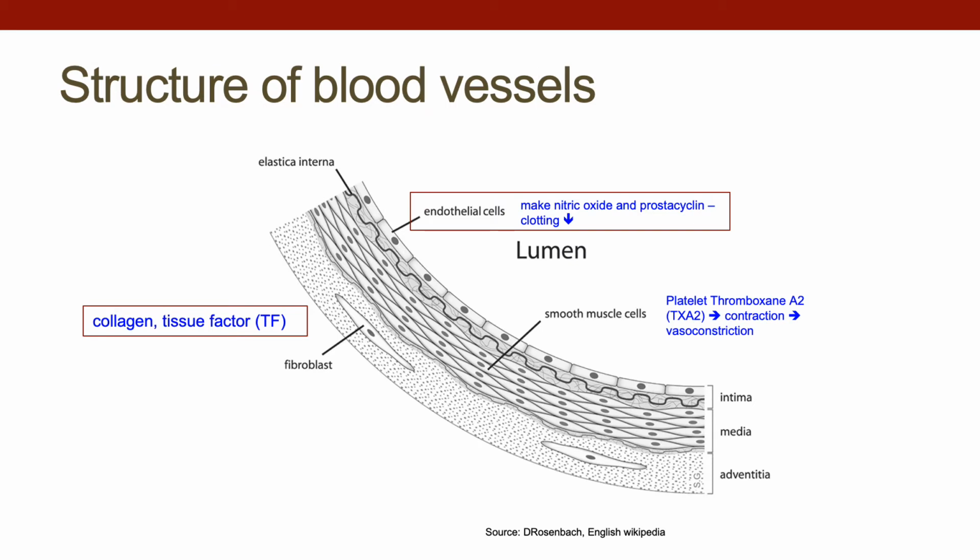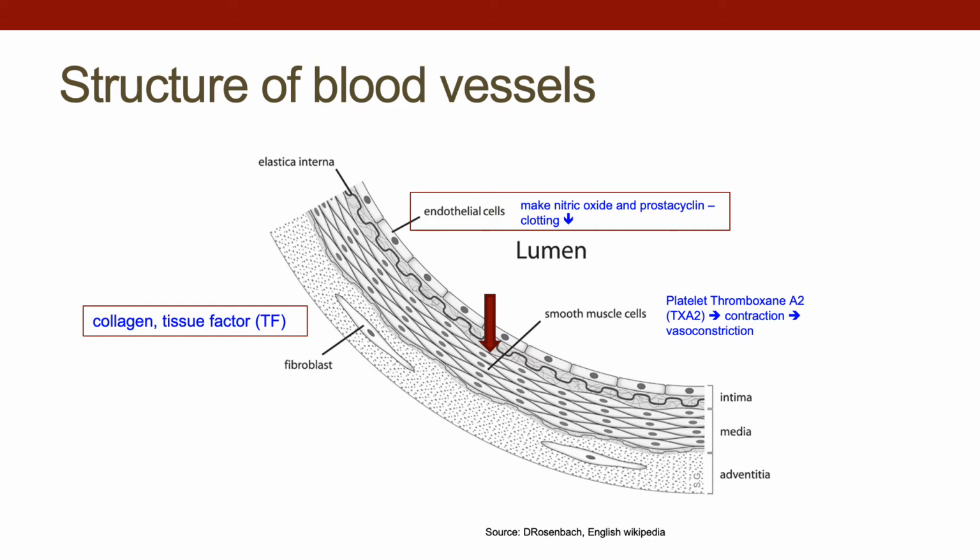Here's a view of the structure of the wall of a blood vessel, so we can look at some of these processes. In an injured vessel, the blood contacts this layer of endothelial cells. They make the molecules nitric oxide and prostacyclin, which help keep clotting down. The layer that contains the endothelial cells is called the intima. There then is a layer called the media that has smooth muscle cells, which can contract in response to platelet thromboxane A2. That can lead to the vasoconstriction effect of hemostasis.